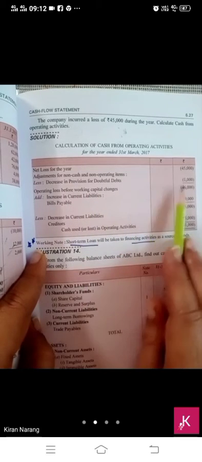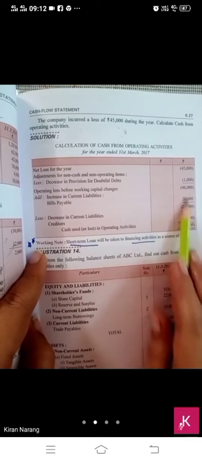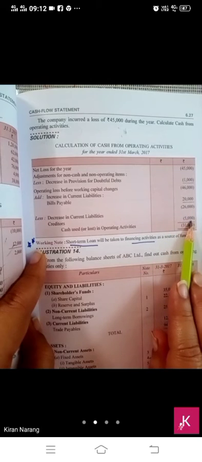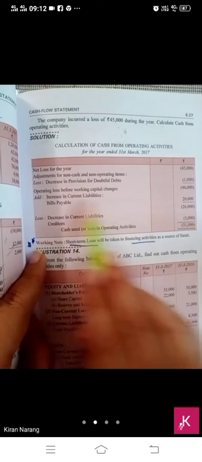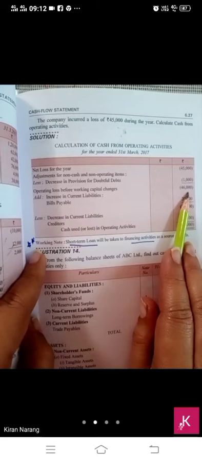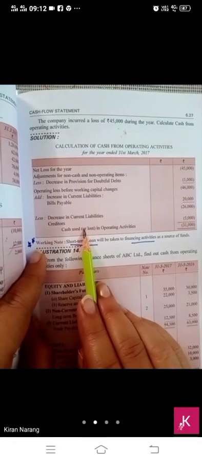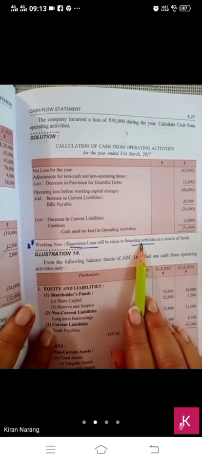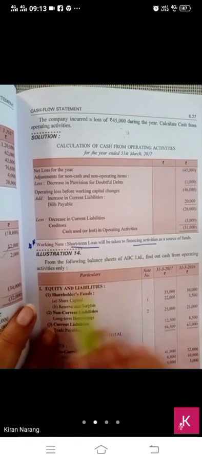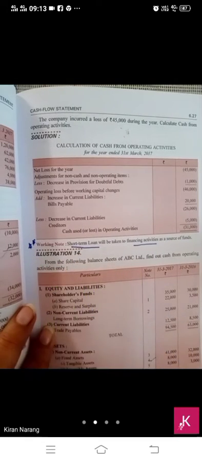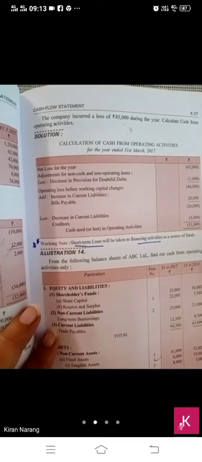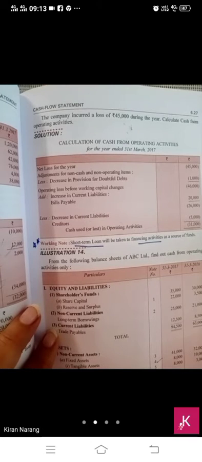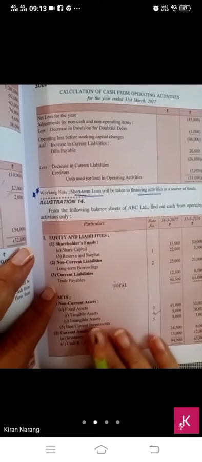Then one item, provision for doubtful debt. Then we have to record the operating loss before working capital changes. We have to record the working capital changes, only this thing. Short-term loans will be taken in financing activities, so you have to mark like this. Short-term loans will not be recorded in working capital changes. It will be recorded in financing activities.